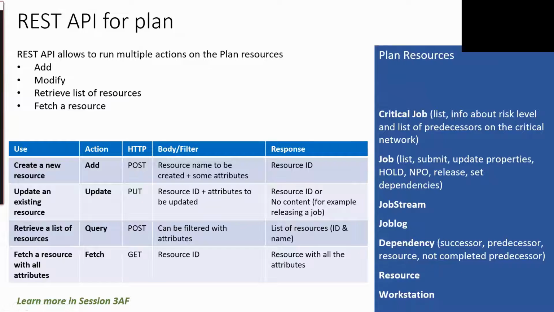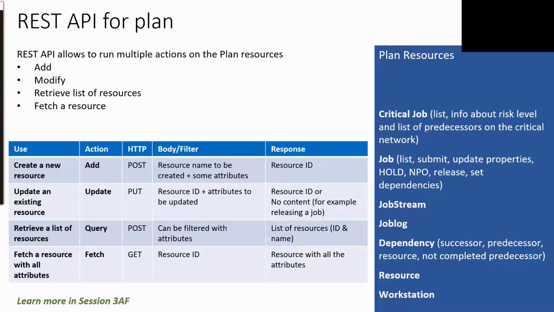In addition to the REST API for modeling, there is a set of REST API for acting on the plan. In this case, again, the actions are similar, other than you don't have the possibility to delete something from the plan through the REST API, but you can add, update, query, and retrieve a list of resources, or fetch and get all the attributes of a specific resource. The plan resources that you can interact with through the REST API are listed again on the right of the slide. And so you can interact on critical job, and specifically you can have a list of the critical jobs, information about their current risk level, and the list of predecessors on the critical network.